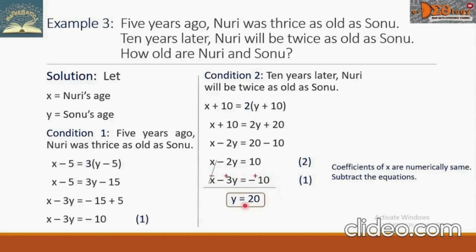So this is the value of y. We said that y is Sonu's age. It means Sonu is 20 years old.